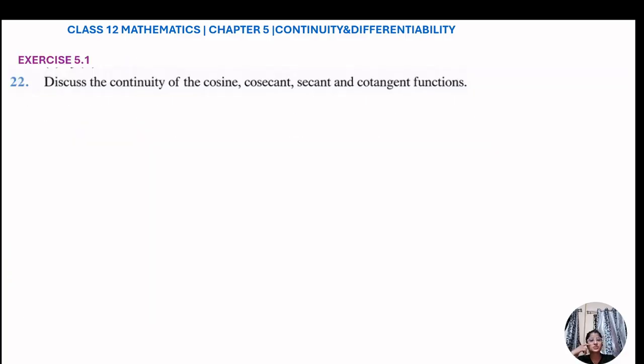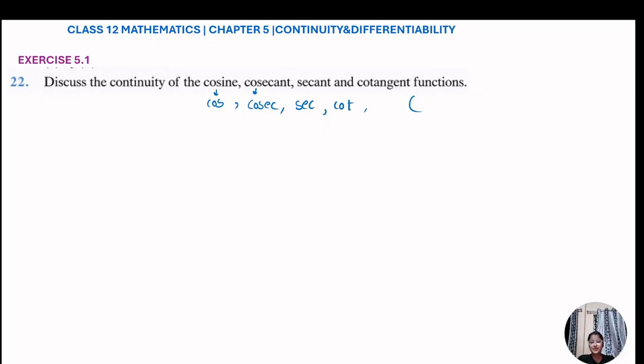This will be a very important question, and I think I can add more. In this, we have to discuss the continuity of cosine, cosecant, secant, and cotangent. If I write it in short, if you are not able to recognize what they are, these are nothing but cos, cosec, sec, and cot. I will give you the next part in the homework, but I will add it at the end. So now we will do question number 22. In this question, we have to discuss the continuity of these cos, cosec, sec, and cot functions.